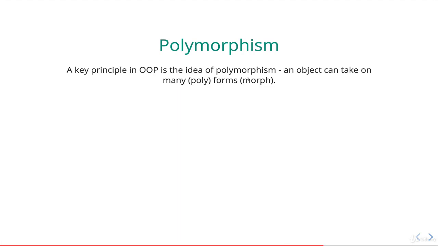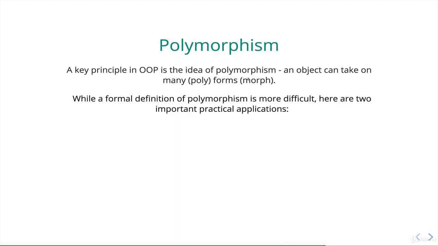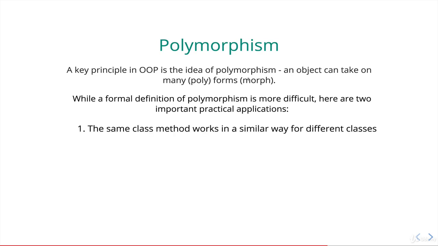So I said we're going to focus on how to use it rather than freaking out about the definition. So here are the two most important practical applications of polymorphism. The first is a single method working in a similar way for different classes. So it might look like this, a speak method. It's defined on multiple different classes, and each of these objects has its own speak method that does a different thing. So it's the same method name, but it's behaving in different ways depending on where it's defined.